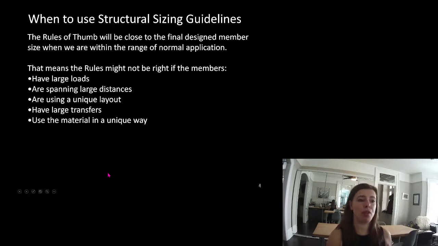When can you use your structural guidelines? They'll be close to the final designed member when they are within the range of normal application. So when might it not be in the normal range of things? Well, if you have really large loads, or if it's supporting something outside of the normal, people moving around, and normal in its application.